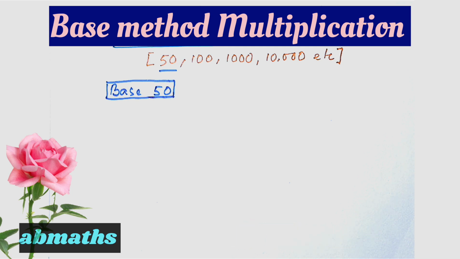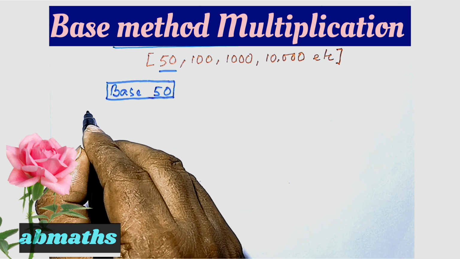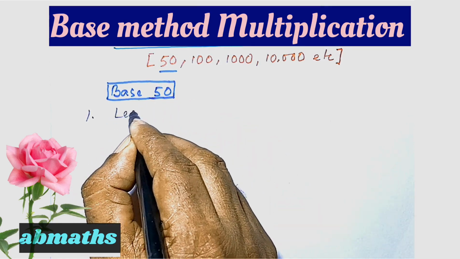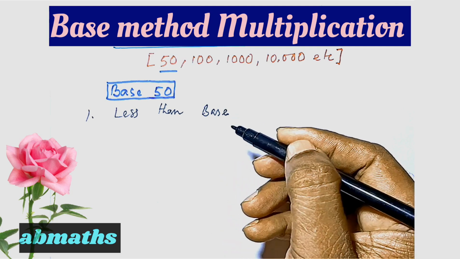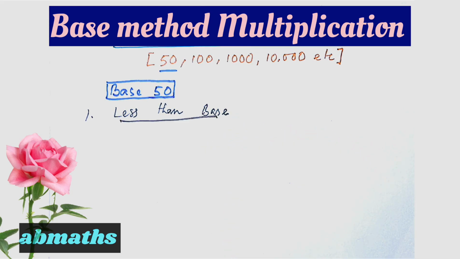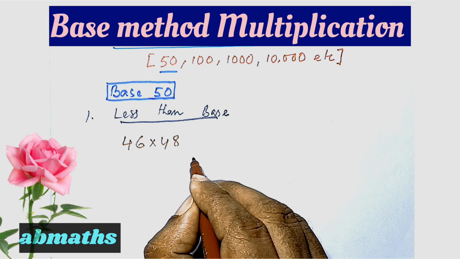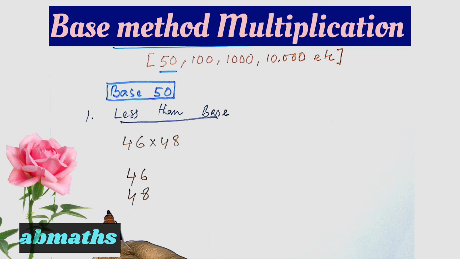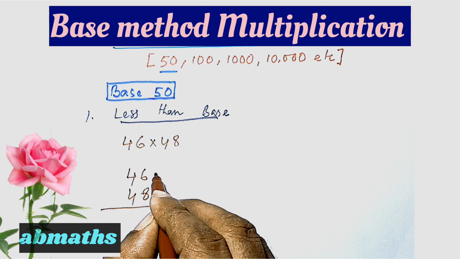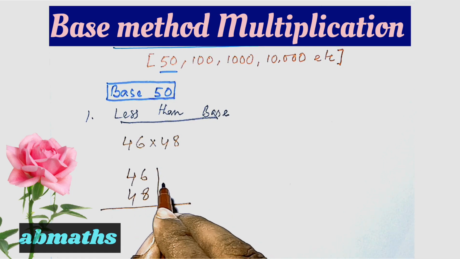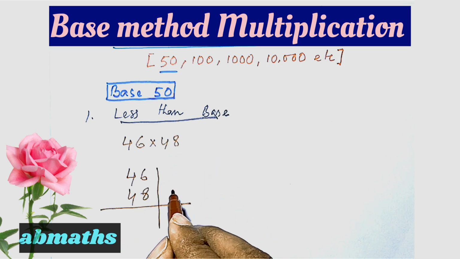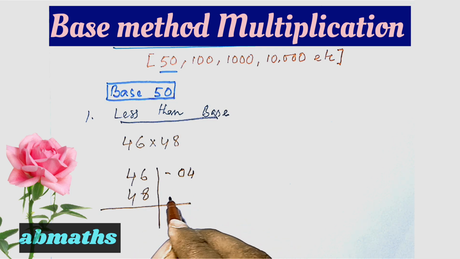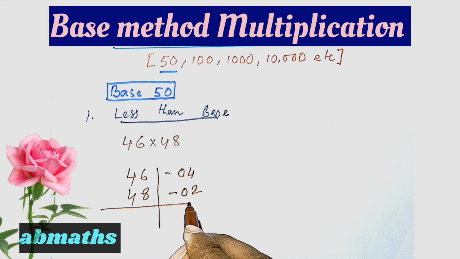First, let us take an example where we will multiply two numbers which are less than 50. Here we write 46 in such a way and 48 just below it, and let us show it first in detail. How far is 46 from 50? It is 4 away from 50, and 48 is 2 away from 50.